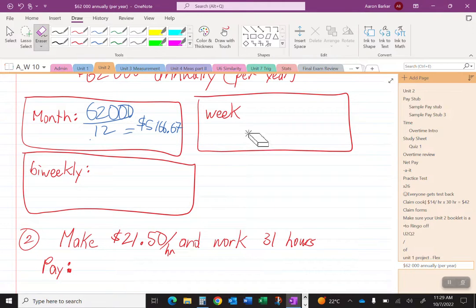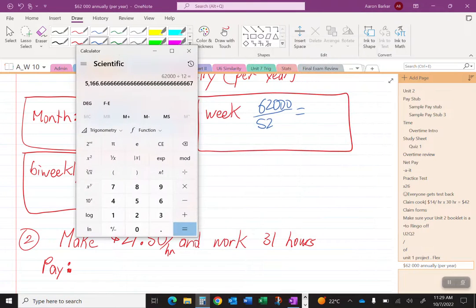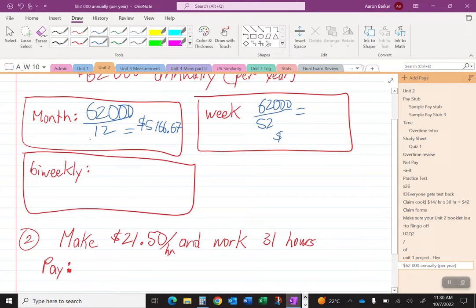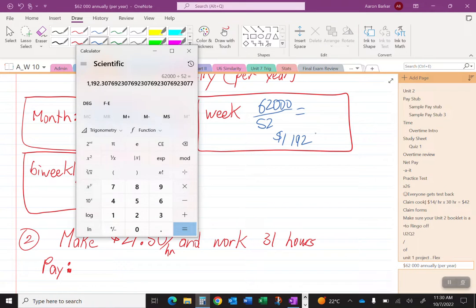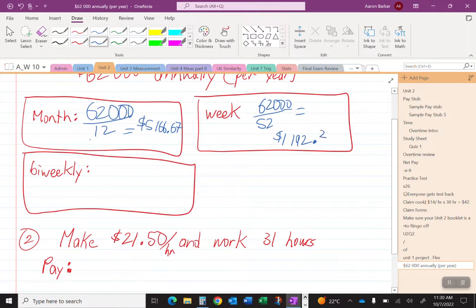Now, you can't go from monthly to weekly because there's not exactly 4 weeks in a month. So what you have to do is take 62,000 and divide it by 52 because there's 52 weeks in a year. This is right from that chart that we took in our notes at the very end. If you're away yesterday, you should copy that chart from someone in class that was here. And so we get $1,192.31 when you round.